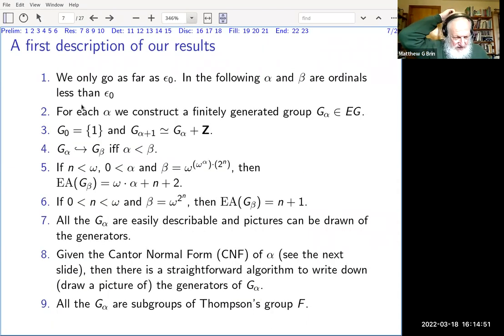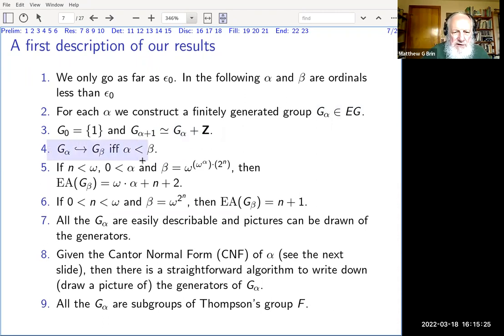So here is the first look of what we do. Every ordinal on this page is no more than epsilon naught. And for each such alpha, we create a finitely generated group, which is elementary amenable. This alpha is not the EA class. It's just our indexing. We start slow. We start with the trivial group. Going up by 1 is to simply take a direct sum with the integers.